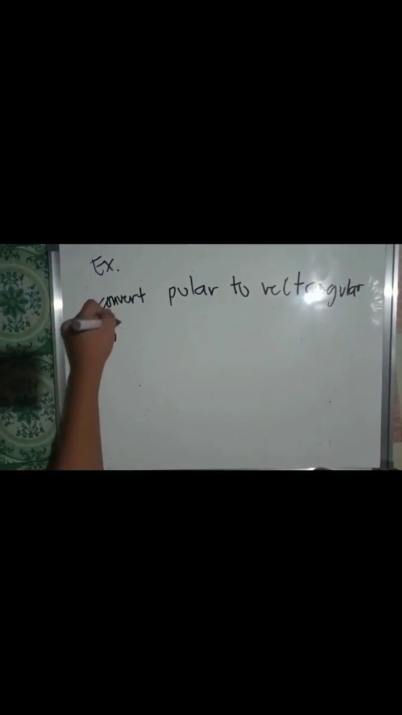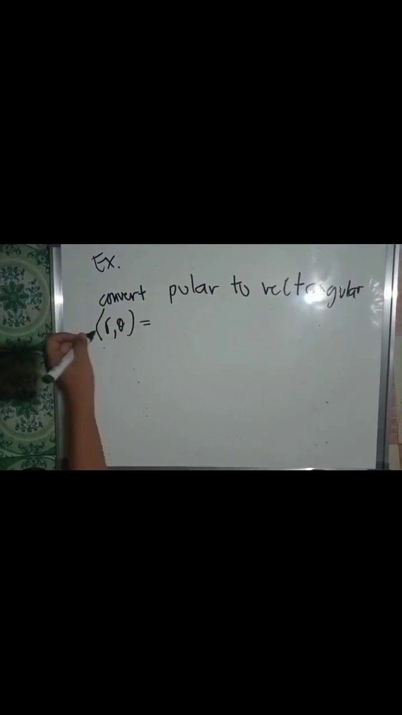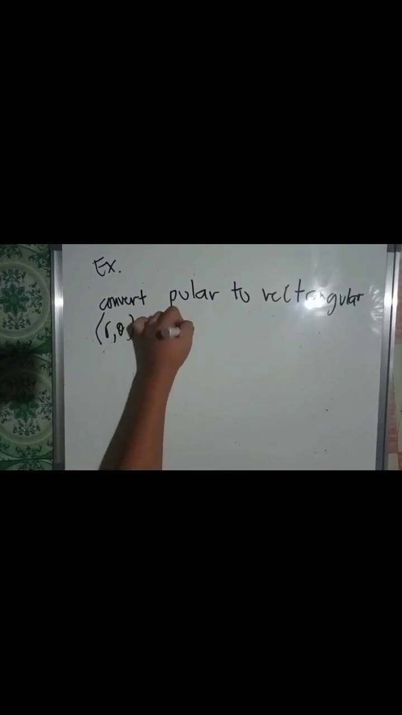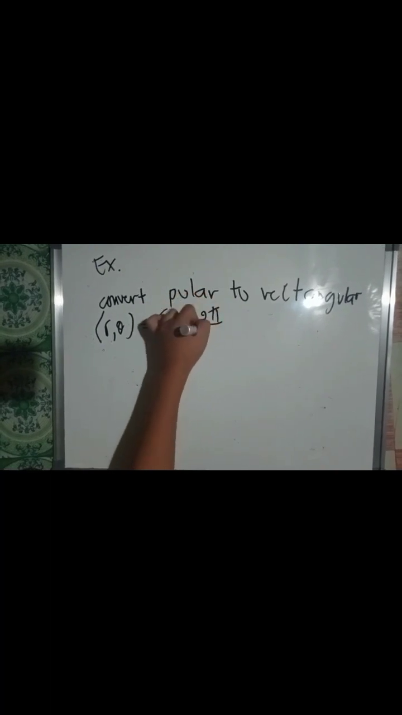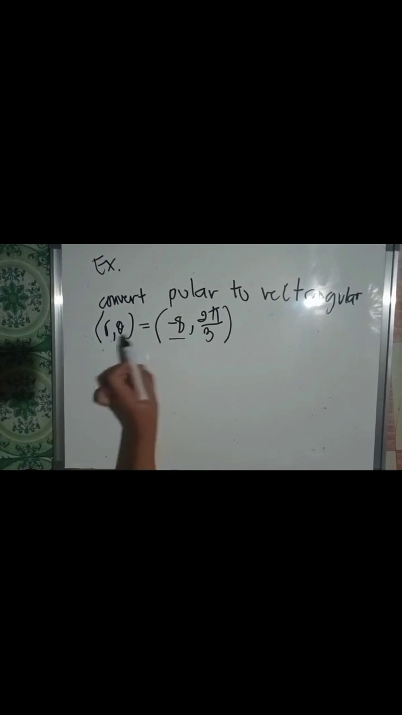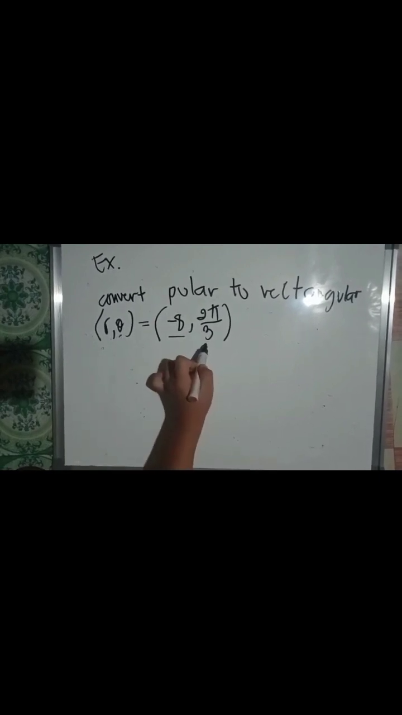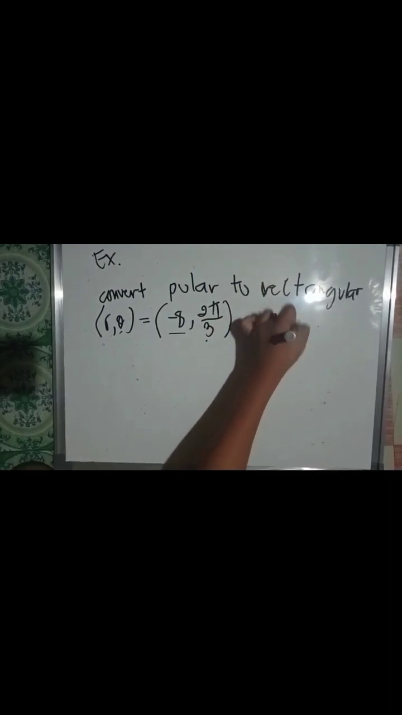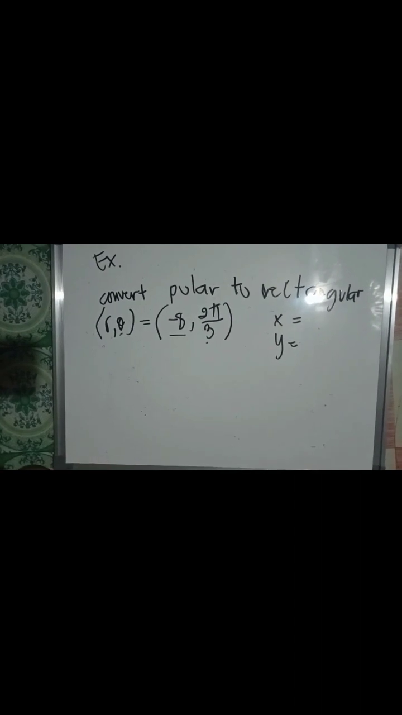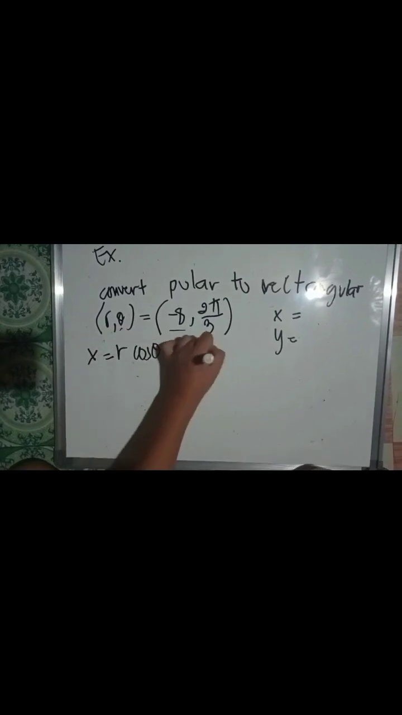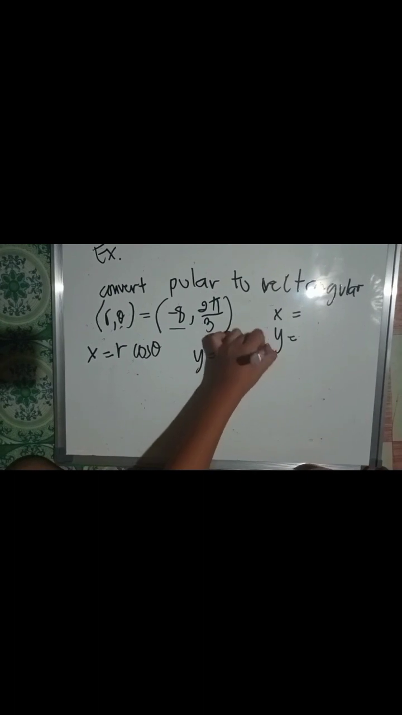As I've said, the polar form is r and theta. And the value of r is -8 and the value of theta is 2 pi over 3. Converting this one, the result should be the values of x and y. Therefore, the formula we should use is x is equal to r cosine theta and y is equal to r sine theta.